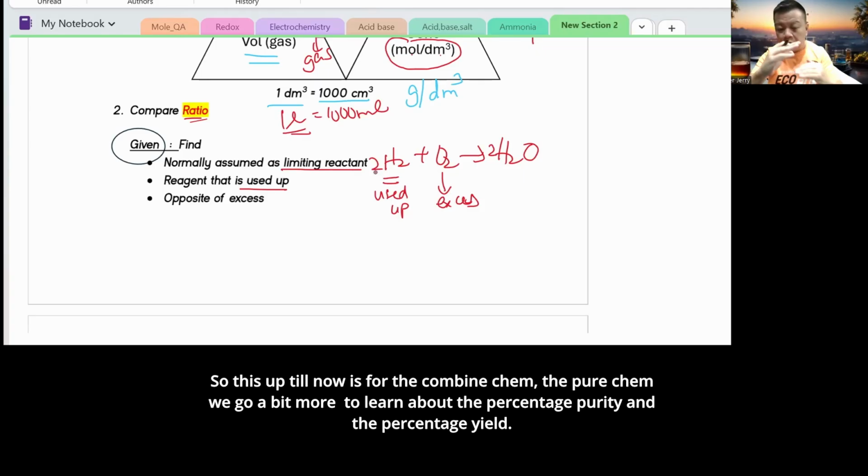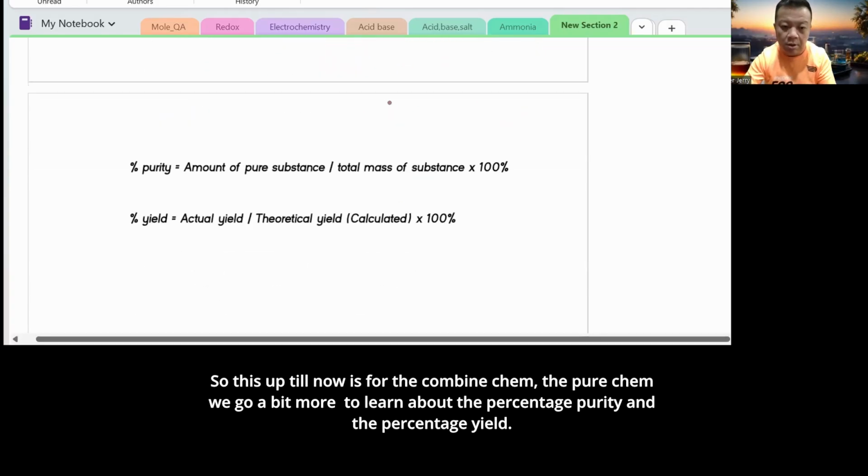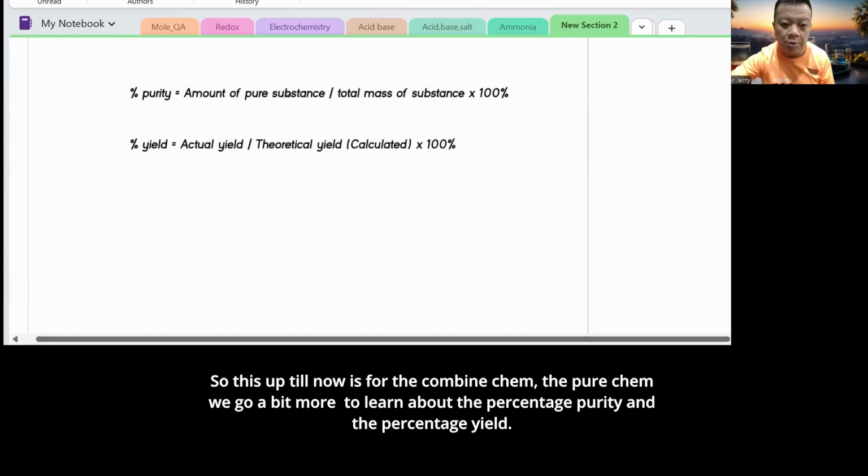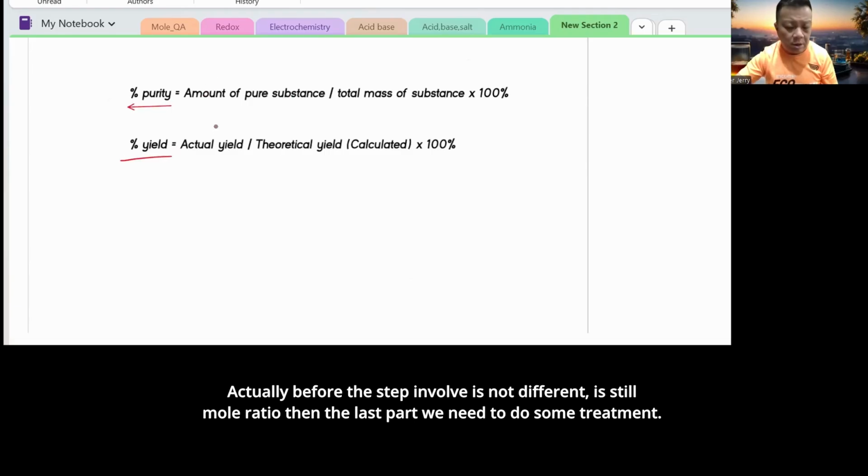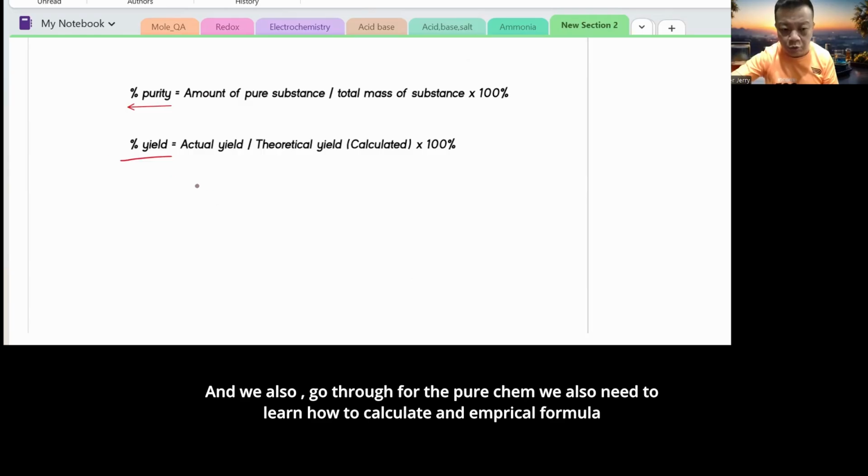All right. So up to now is for the combined chem. For the pure chem, we go a bit more, to learn about the percentage purity and the percentage yield. The steps involved are not different. It's still mole ratio, just that for the last part we need to do some treatment. For the pure chem, you also need to learn how to calculate empirical formula.